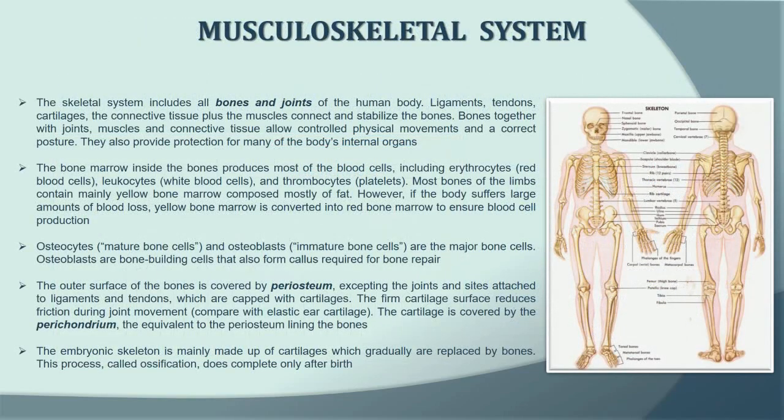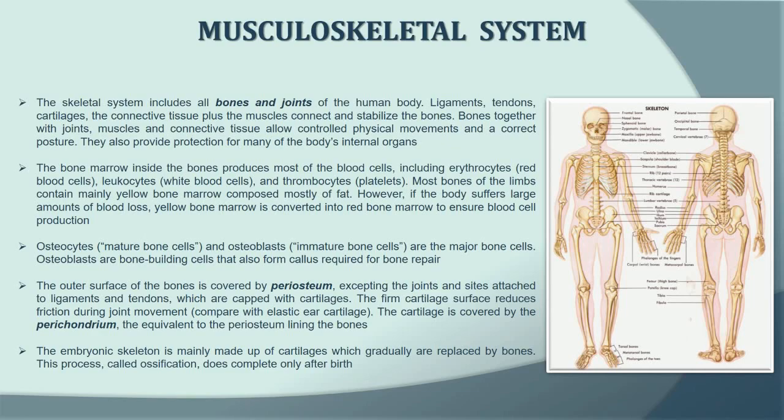What about your musculoskeletal system? Well, the skeletal system includes all bones and joints in your body, which are ligaments, tendons, cartilages, the connective tissue, plus the muscles that connect and stabilize your bones. Bones, together with your joints, muscles, and the connective tissue, allow for controlled physical movement and a correct posture. They also provide protection for many of the body's internal organs.